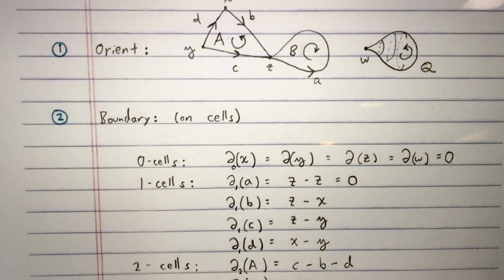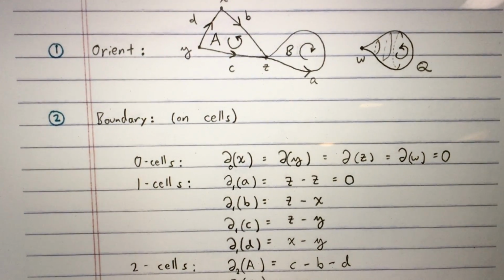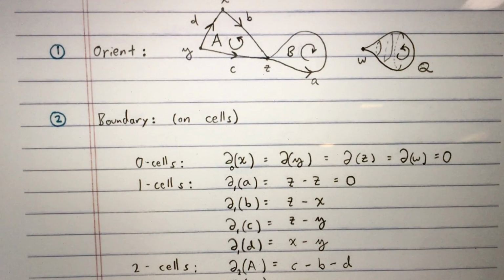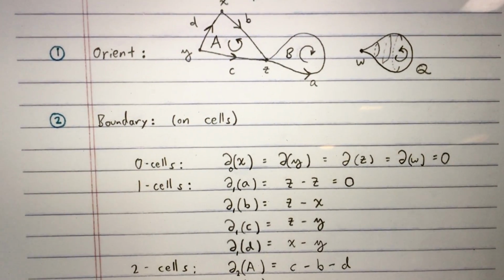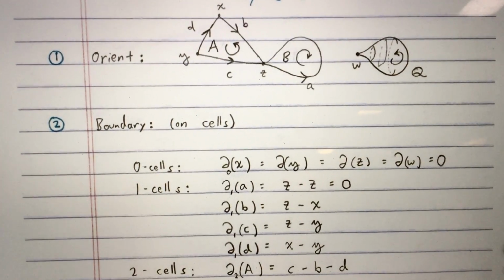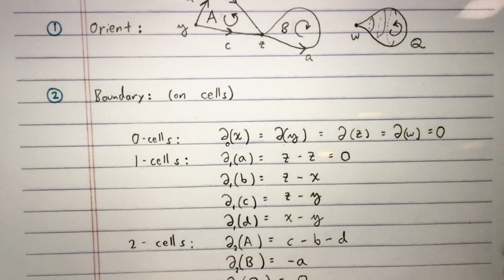Capital B, I chose, just to be different, I chose clockwise for capital B. But that means that my orientation around A is against the grain. It's the opposite of, it disagrees with the clockwise. So it gets a minus.